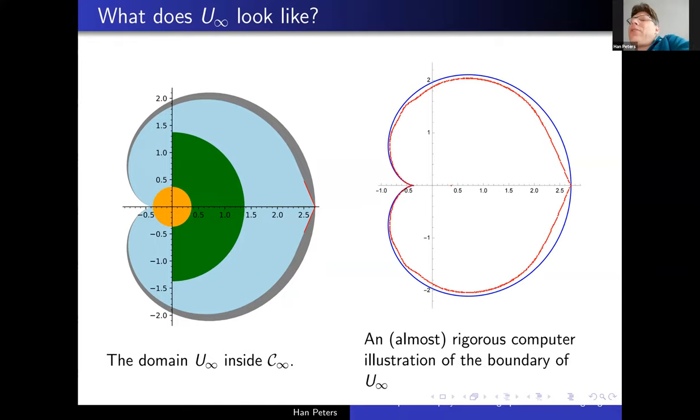So I'd like to give you some ideas of where these theorems come from and why we can get a rigorous computer illustration up to some very small error. So why we can do this here, something that is very hard for these finite degrees.